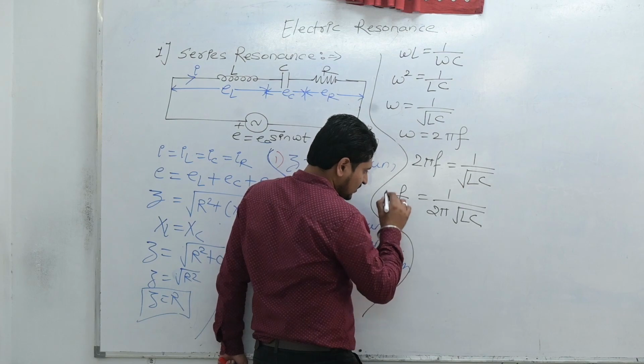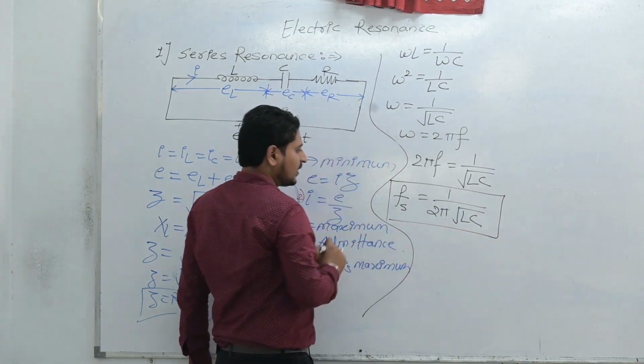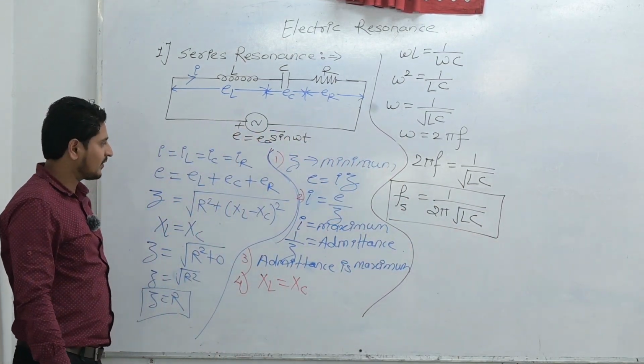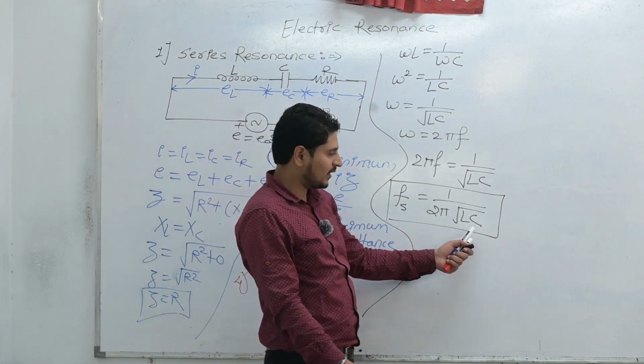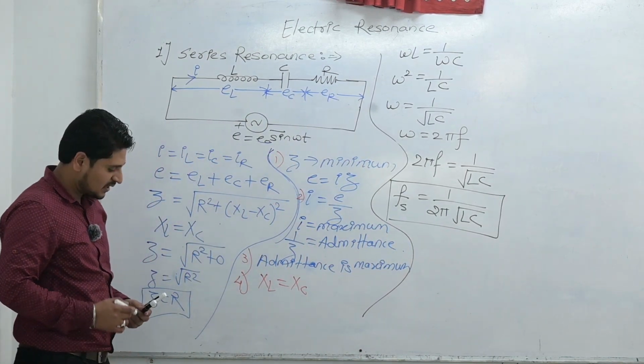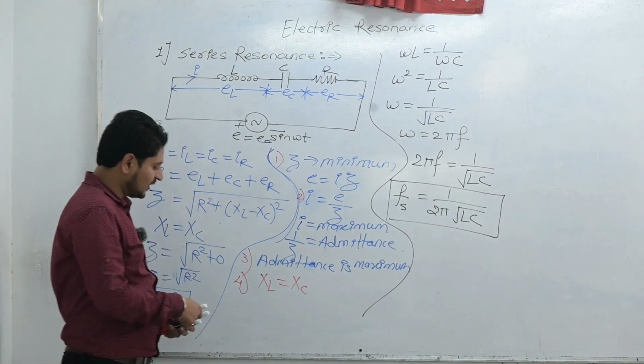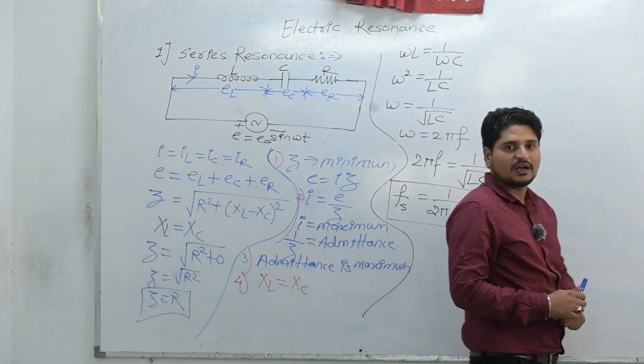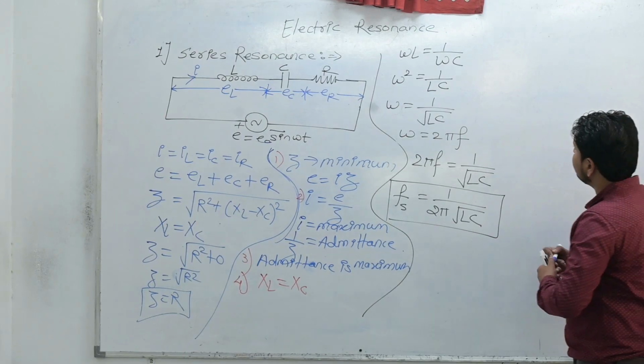So Fs is equal to 1 upon 2 pi under root of LC. So this is the equation for frequency in series resonance. ये इक्वेशन होगी आपकी फ्रीक्वेंसी के लिए, किसके लिए? सीरीज रेजोनेंस के लिए. अब सीरीज रेजोनेंस का हम लोग ग्राफिकल रिप्रेजेंटेशन देखेंगे.